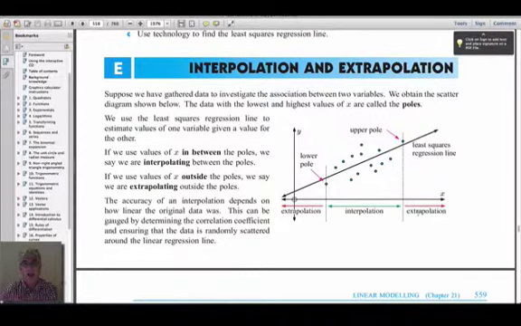Extra, outside, more than, outside the poles. So this makes sense. The origin of the words tells us what we're doing.